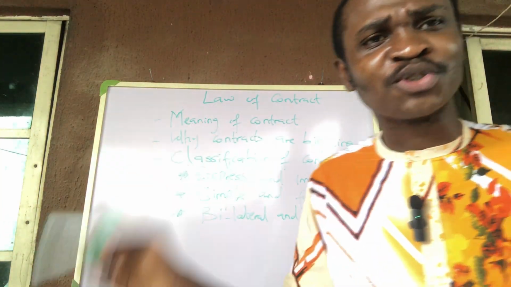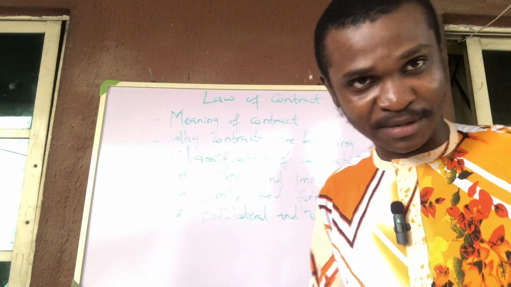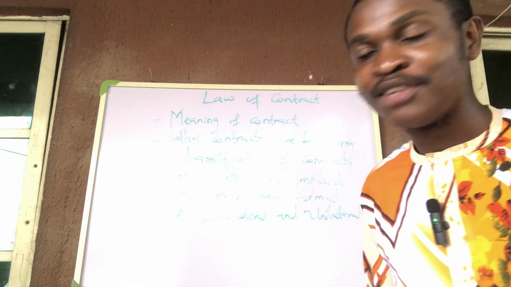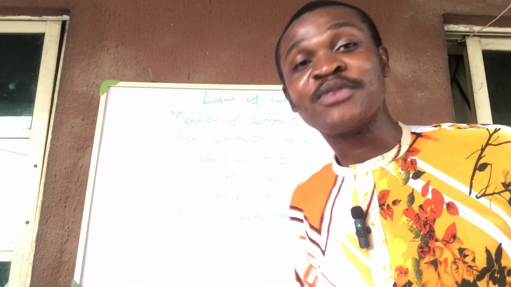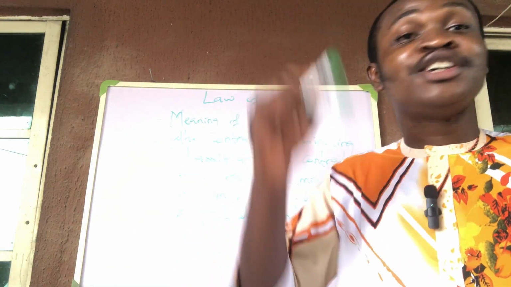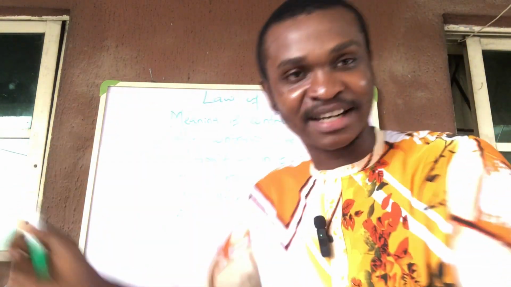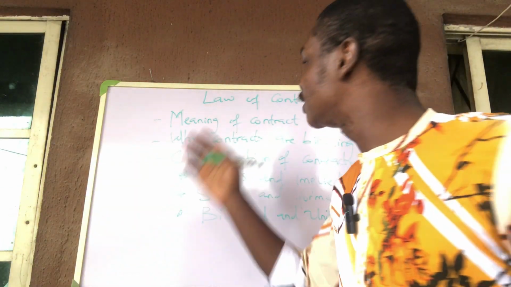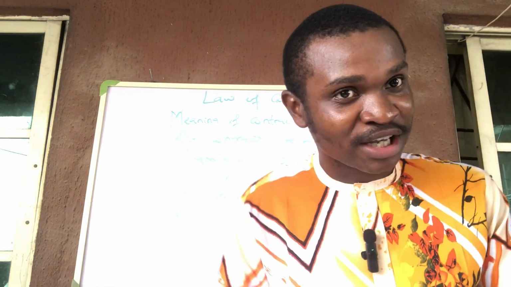For example, we have the social and domestic agreements, where they will say, if you score first, I will buy for you a bicycle. My father used to tell me that time that if I score first, I will buy a bicycle for you. If you score first and your father did not buy a bicycle for you, you cannot sue your father, because that is a domestic and social agreement. But now we're looking at the meaning of contract, so let us not go into those ones so that we will not get confused.